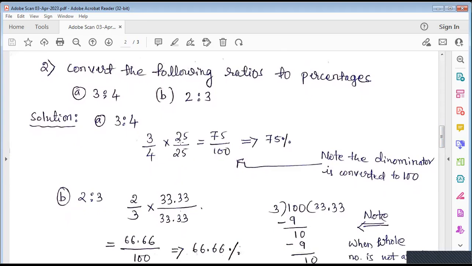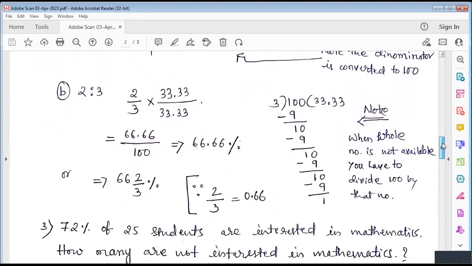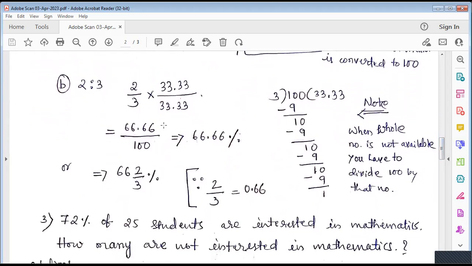So this is the student's selection. A suitable number you have to take, so that the denominator becomes 100. So 4 into 25 is 100, and 3 into 25 is 75. So it becomes 75 by 100. 75 by 100 is nothing but 75%. Next problem is 2:3. 2:3 is the ratio you have to convert into percentage.